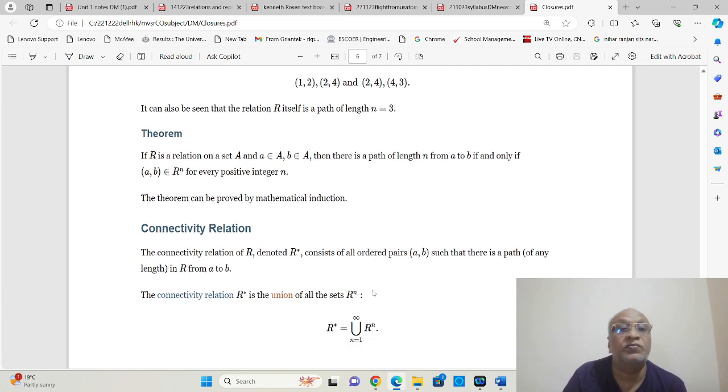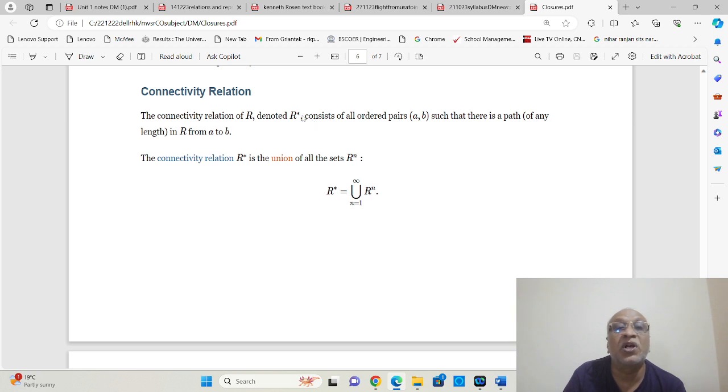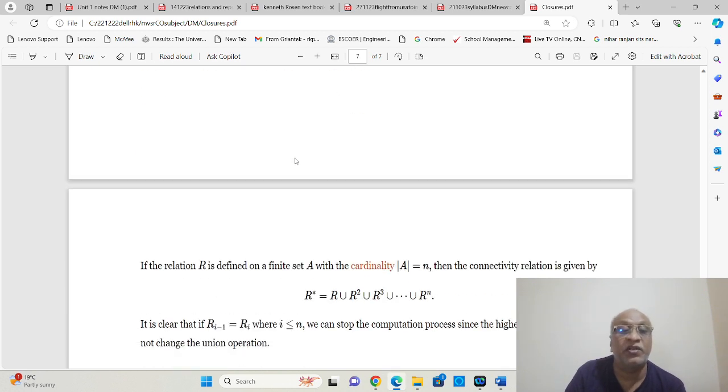Now, what the theorem says is that R is the relation, A is the set, a is an element belonging to set A, b is an element belonging to set A. Then there is a path of length n from a to b if and only if a comma b belong to R^n for every positive integer n. So it should be part of that R^n. As far as the connectivity relation goes, which is denoted by R star, it has all the pairs such that there is a path in R from a to b. This is my connectivity relation which is found out using the union of the sets.